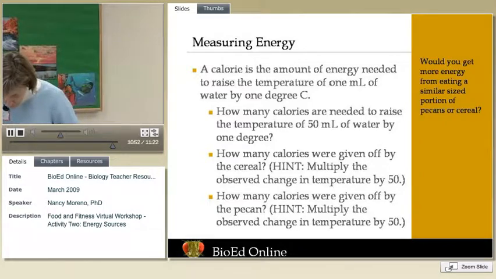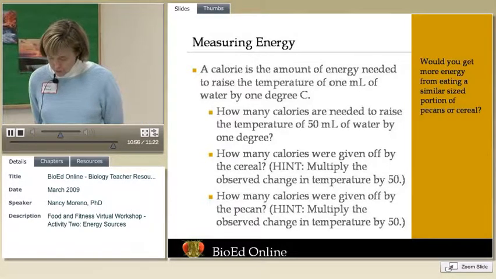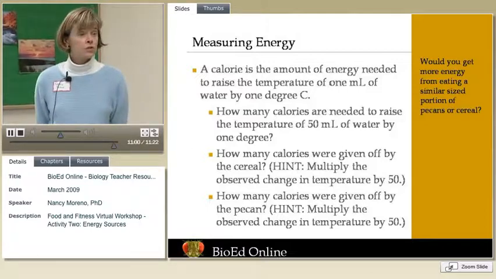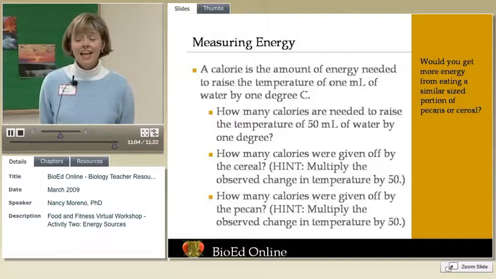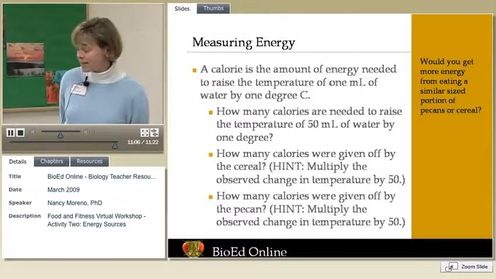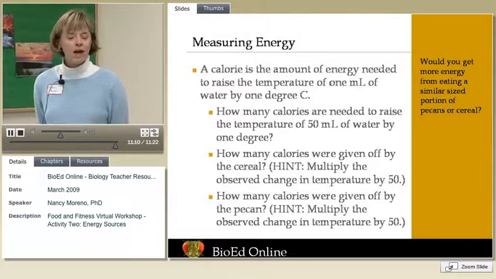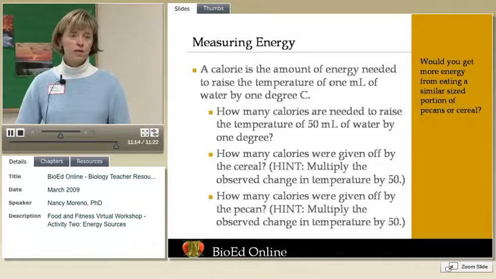So now, we can ask students the question, would you get more energy from eating a similar sized portion of pecans or cereal? Pecans. And we think it's a lot of fun because it's a much more graphic demonstration of why foods that have the same volume can have more calories. And again, it helps them to make hopefully better food choices.